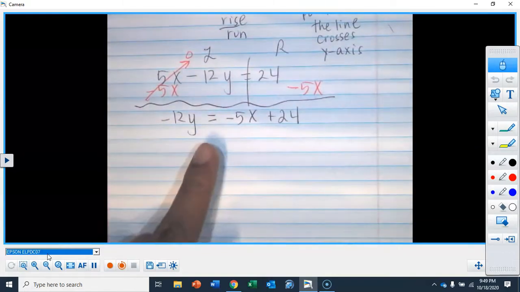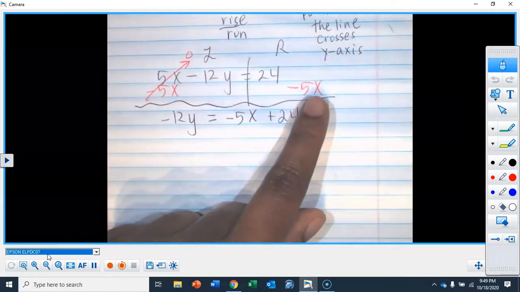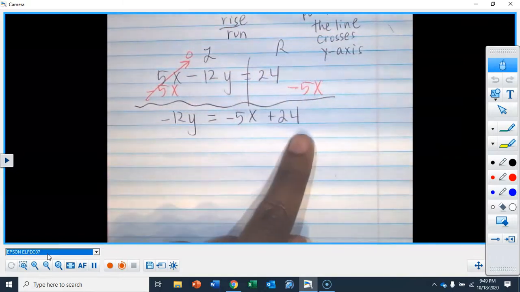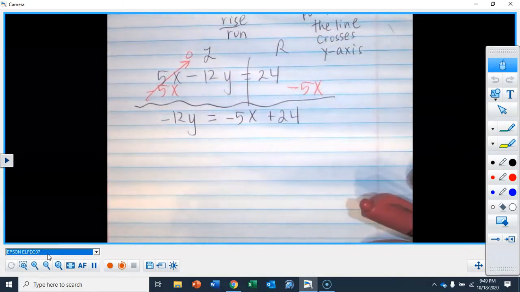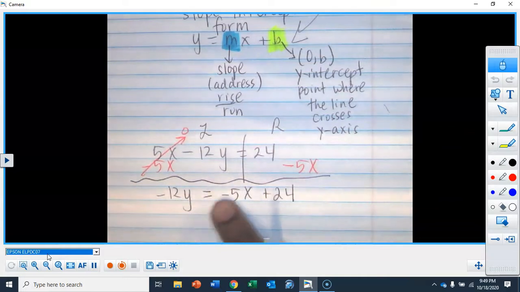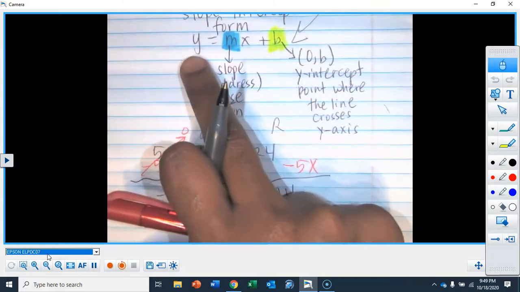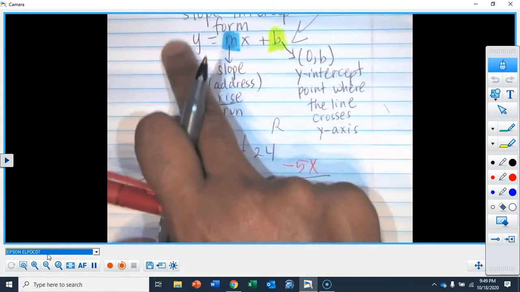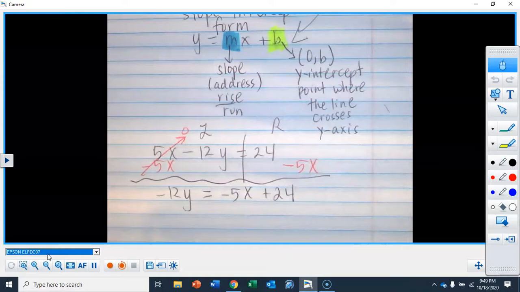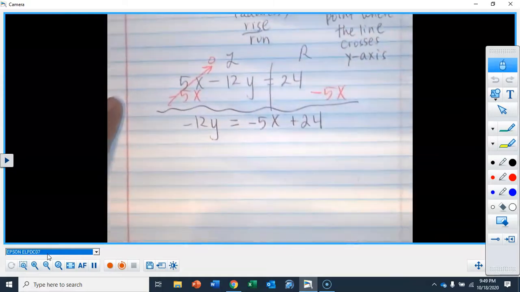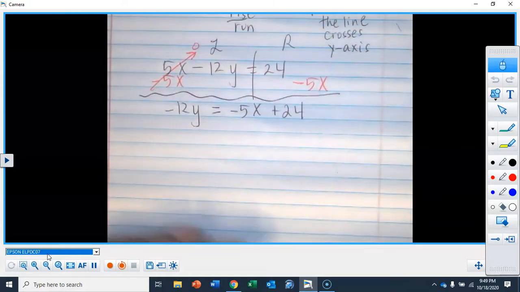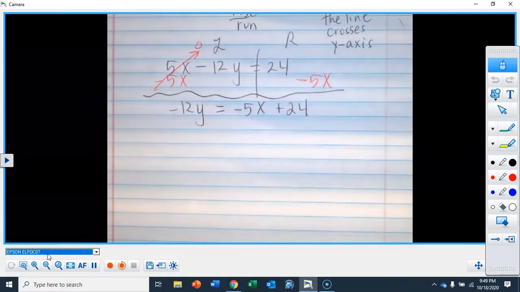So notice that when you rewrite, please put the x term in the front and the constant in the back. Now we're halfway there. We're almost to where it looks like this, but the problem is you want a 1y. You don't want any kind of coefficient or fraction in front of your y. So here we go. We got negative 12y is equal to negative 5x plus 24.